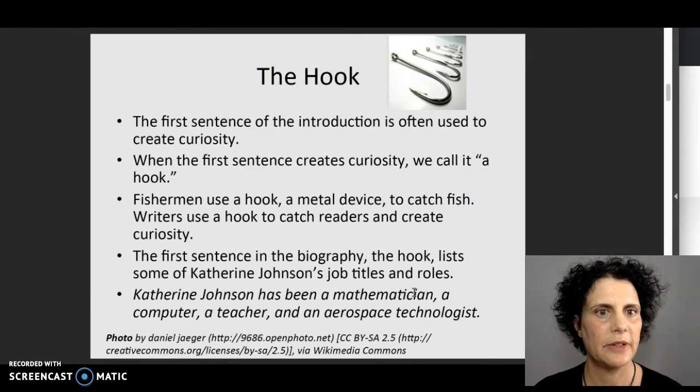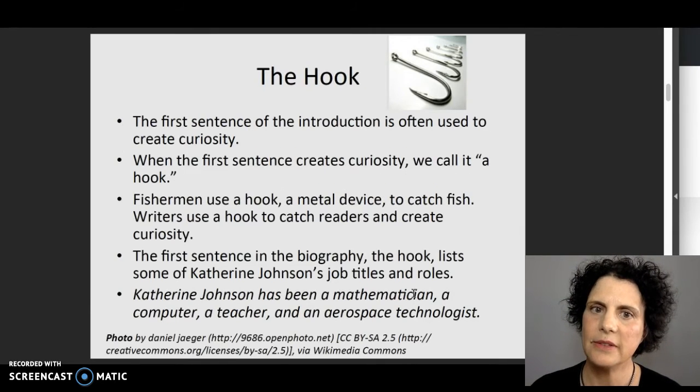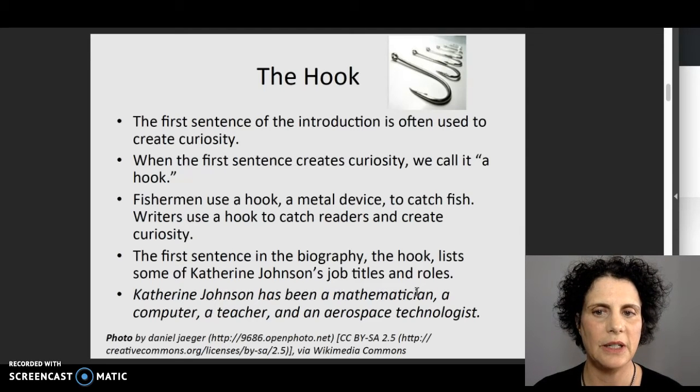The hook. The first sentence of the introduction is often used to create curiosity. When the first sentence creates curiosity, we call it a hook. Fishermen use a hook, a metal device, to catch fish. Writers use a hook to catch readers and create curiosity.